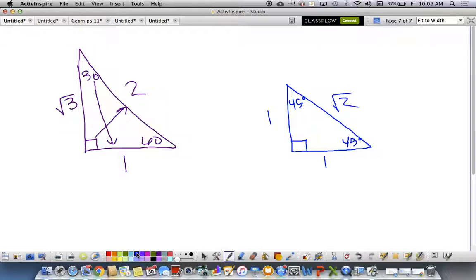So what are all 6 trig functions of 45 degrees? Go. You should have all 3 of these written down.